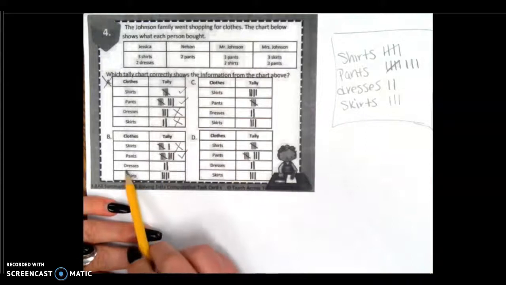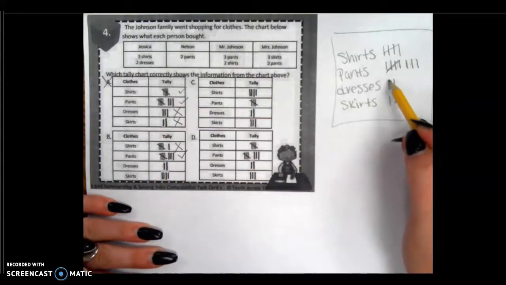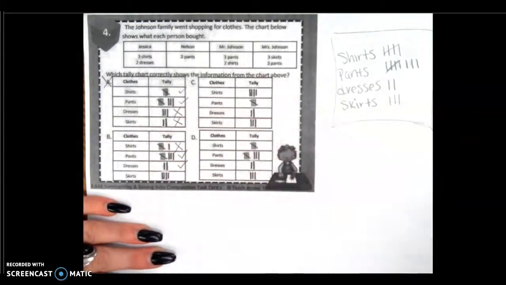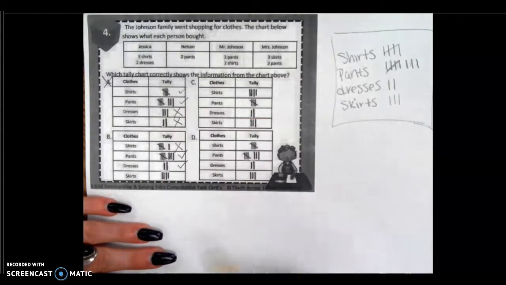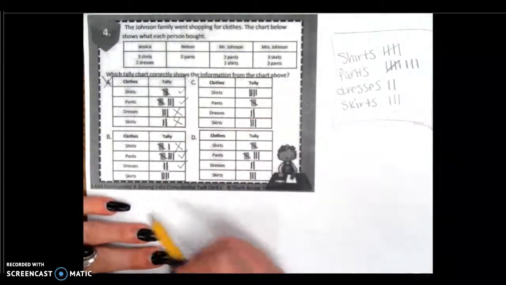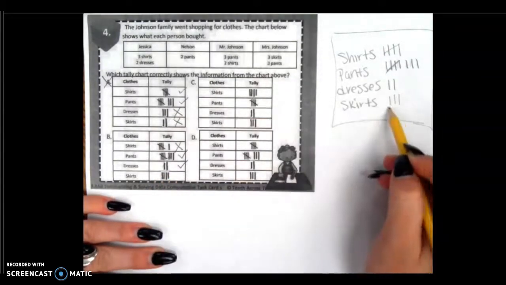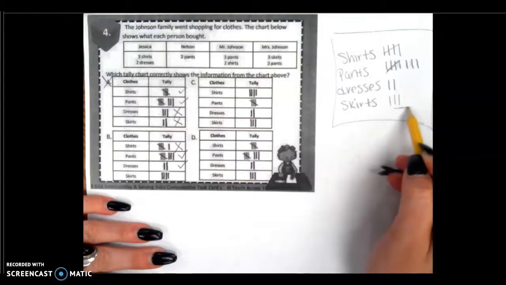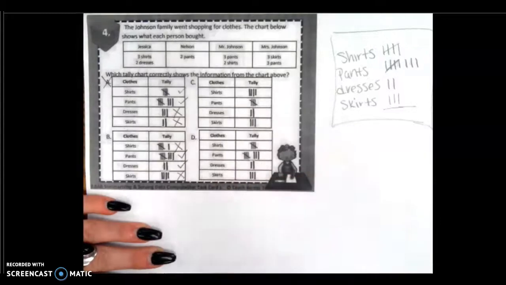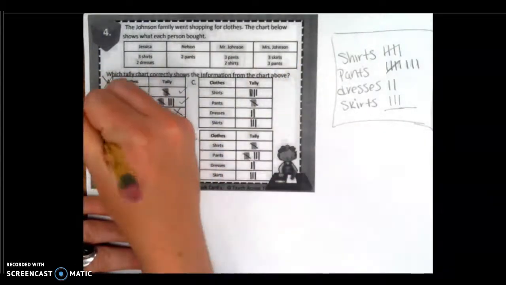How many dresses? Well, it says 1, 2. If you look over here at our chart, it says 1, 2. So that matches. How many skirts did we buy? Well, we know we bought 1, 2, 3. This chart says that we bought 1, 2, 3, 4. Did we buy 4? No, we only bought 3. So that does not match. So we know that B doesn't match the information provided to us above, so B does not work.